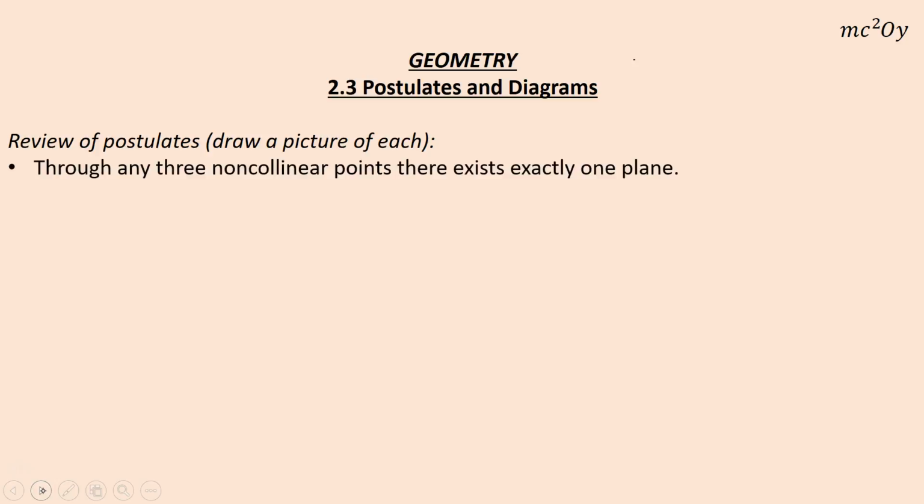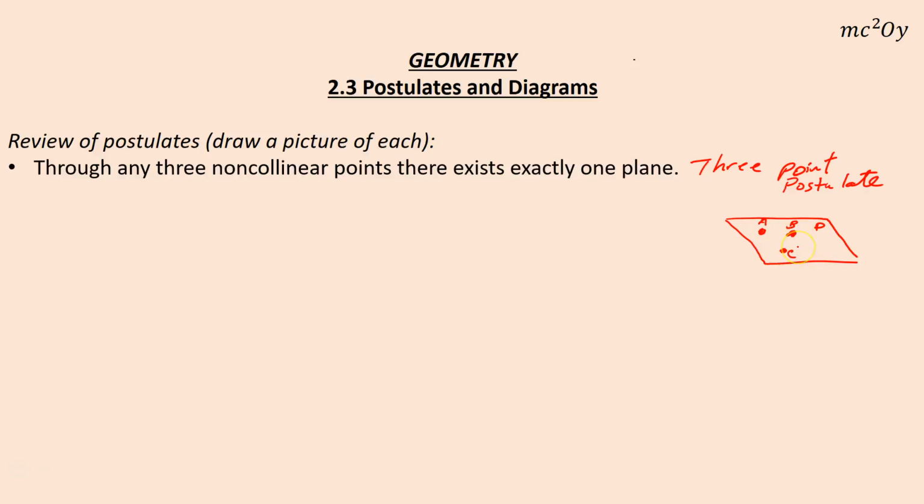Through any 3 non-collinear points, there exists exactly 1 plane. That is called the 3-point postulate. And really, that's taking a plane. So let's just make a plane there. We'll call it, say, plane P. Okay, and plane P through any 3 non-collinear points, maybe like A, B, and C. Okay, there exists exactly 1 plane.